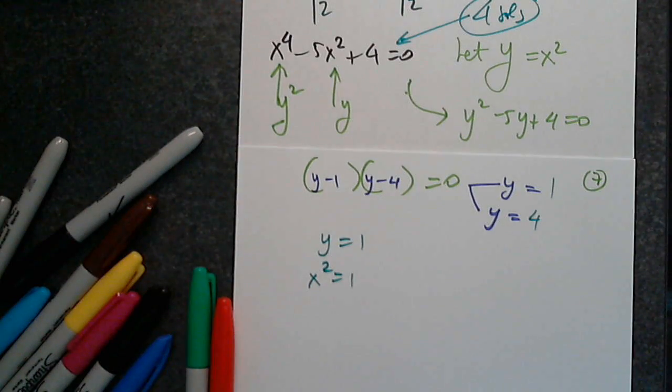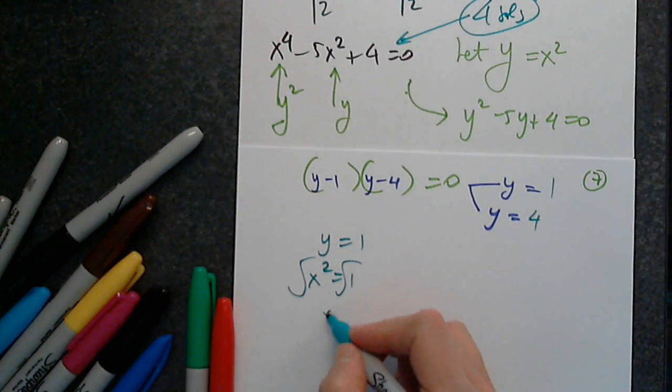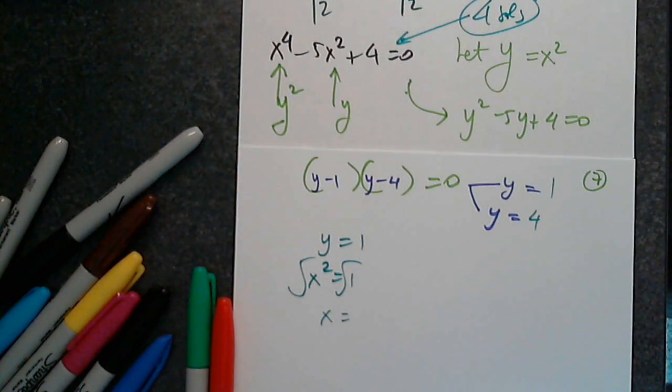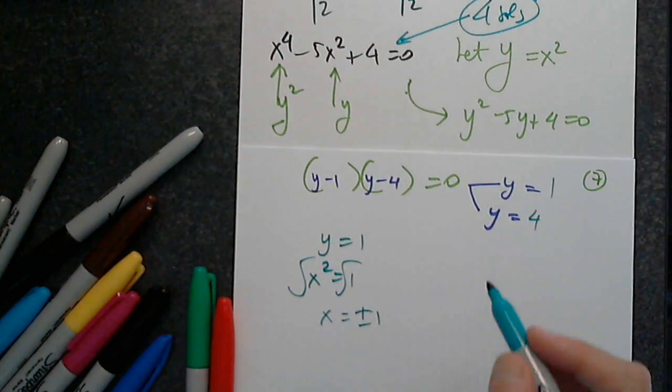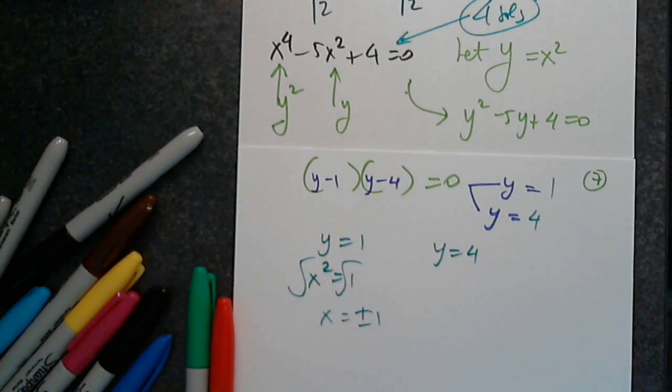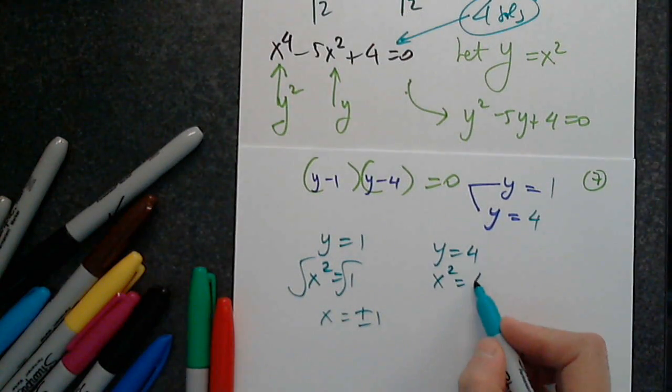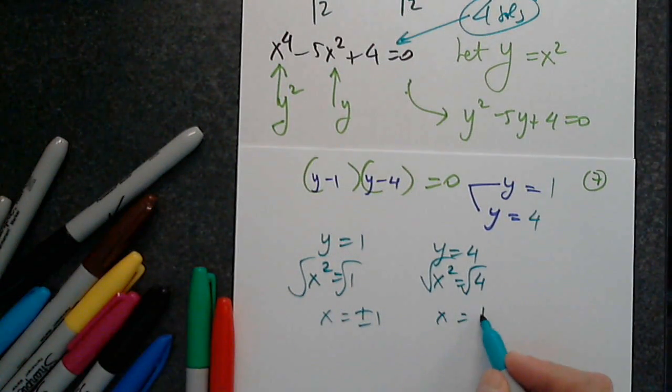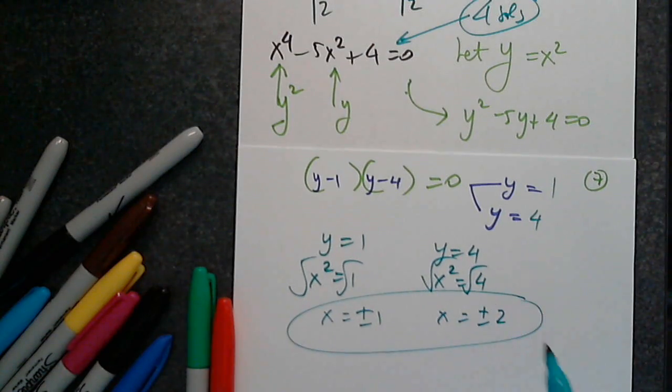Right. It's ready for that. Good. So then I have x equals? Perfect. And then y equals 4 really means what? Right. It means x squared equals 4. Take the square root. X equals plus or minus 2. And that's how we get 4 solutions. Plus or minus 1, plus or minus 4.